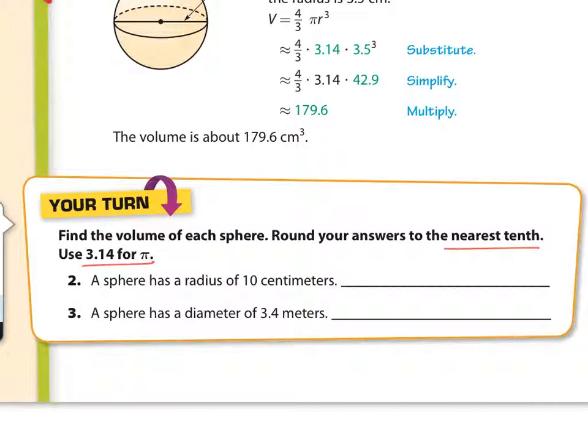Okay, let's take a look at our examples, number 2 and number 3 at the bottom. I'm going to do one of them. I'll have you try the other one. Our direction says that we're going to find the volume of each sphere. We're going to round it to the nearest tenth, and we're using 3.14 for pi.